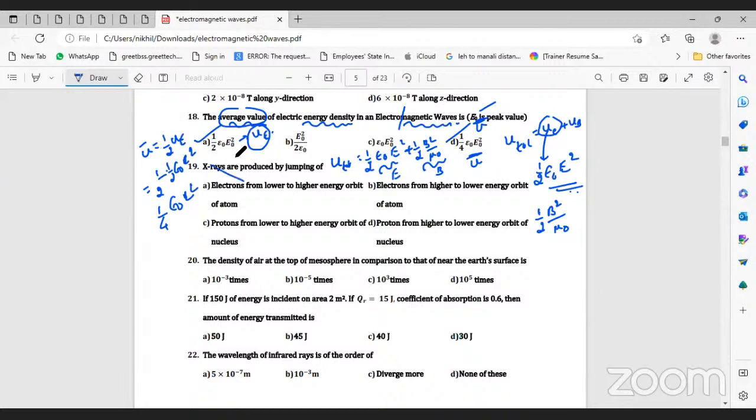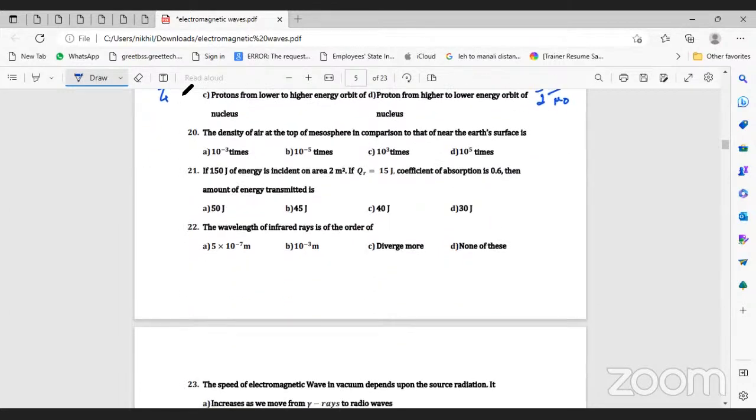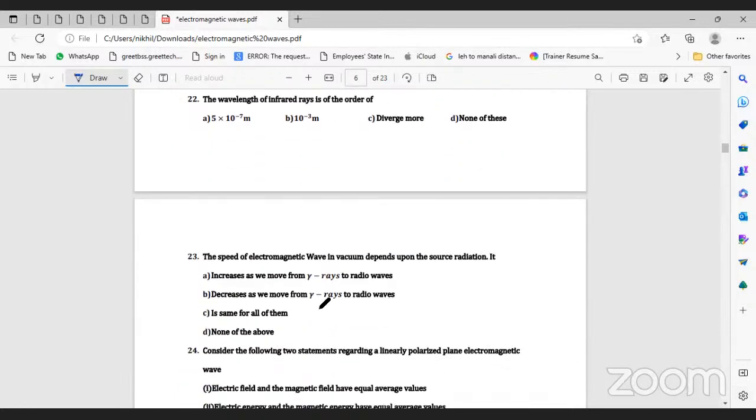So anyway, X-ray is not there. Mesosphere is also not going to be required, and the coefficient of absorption.